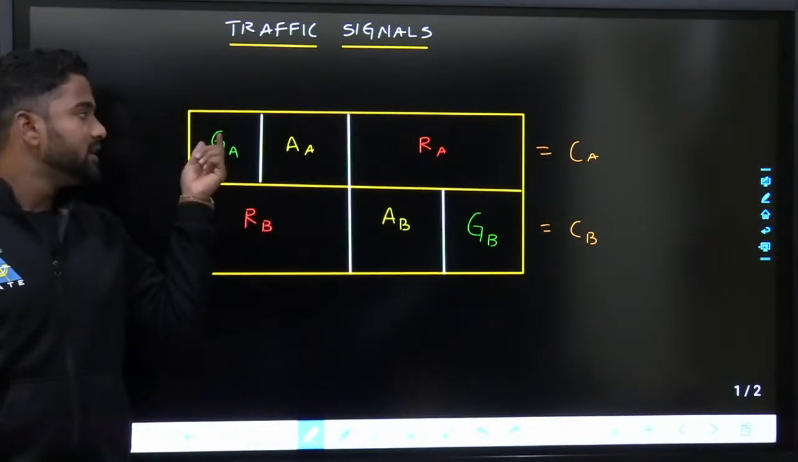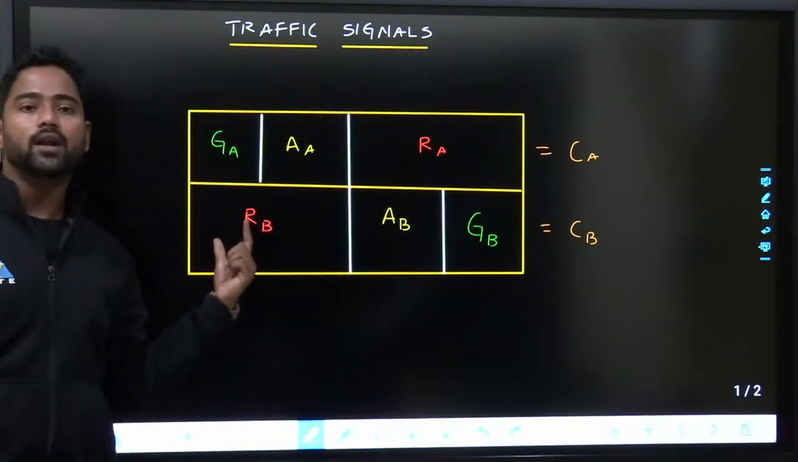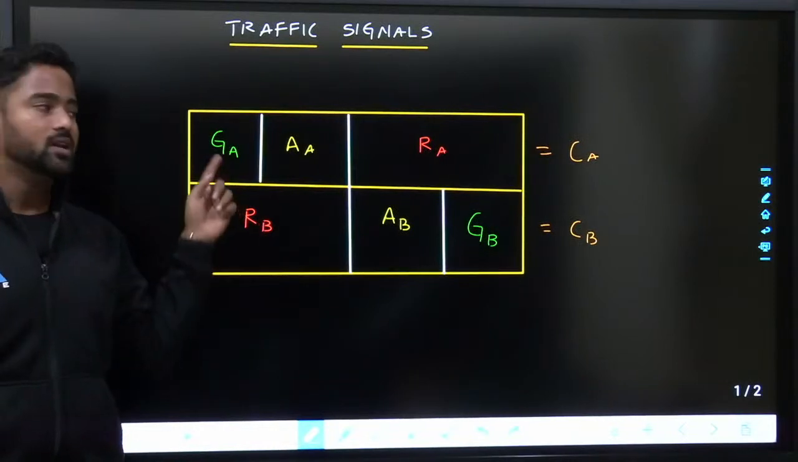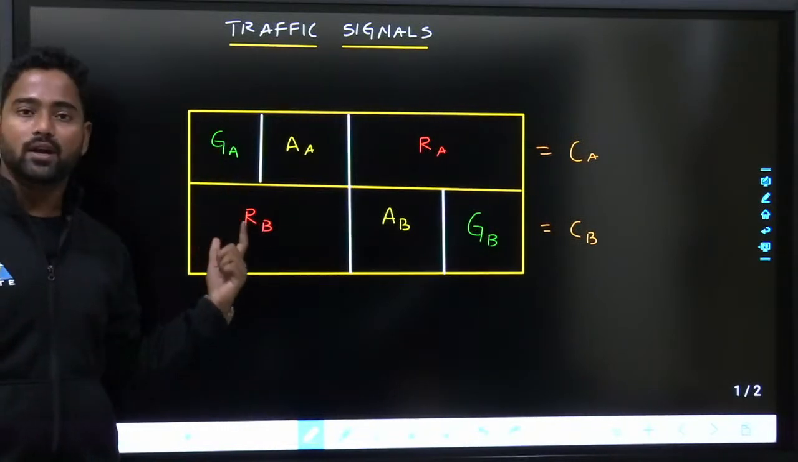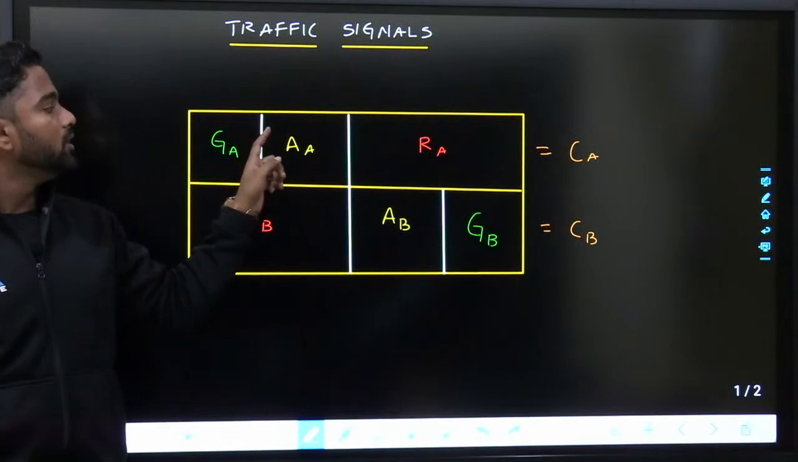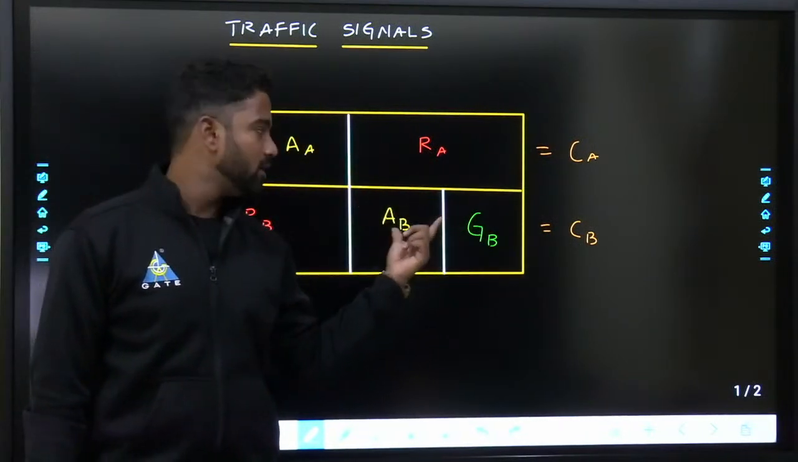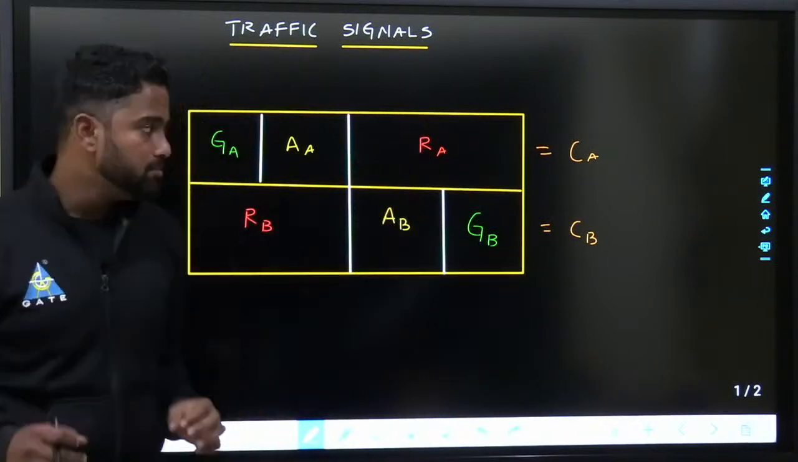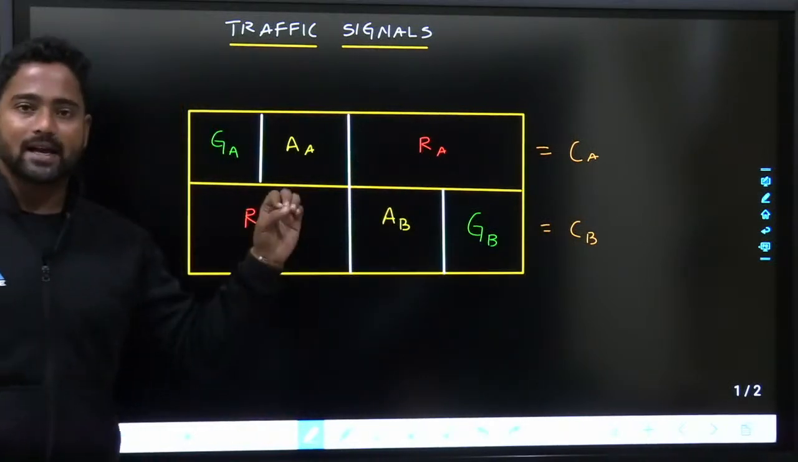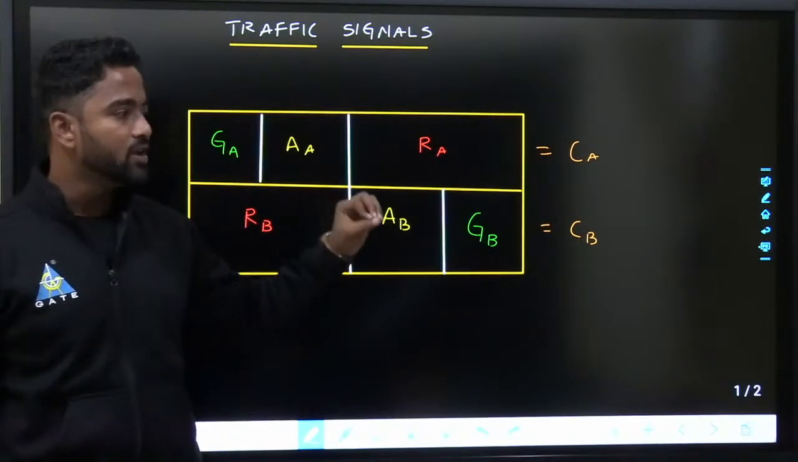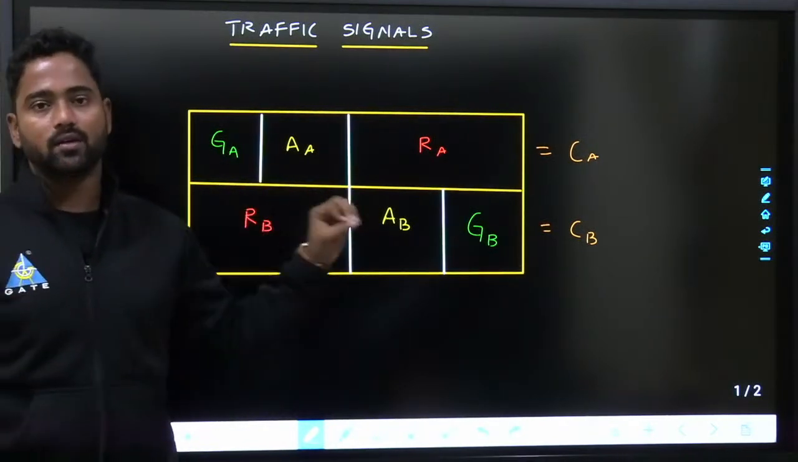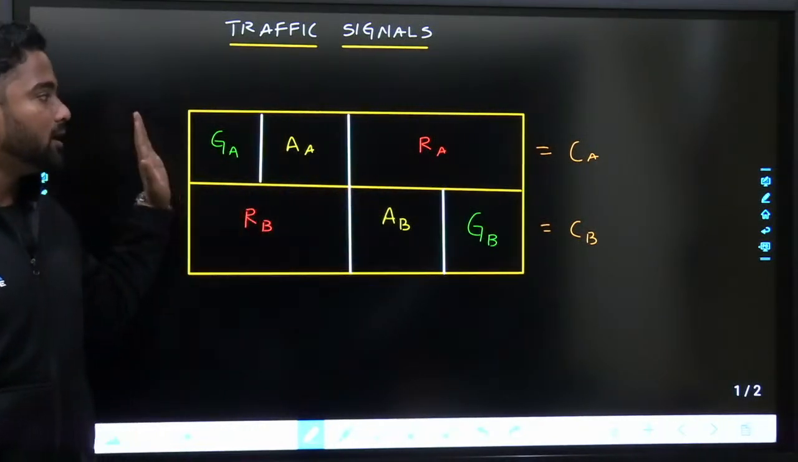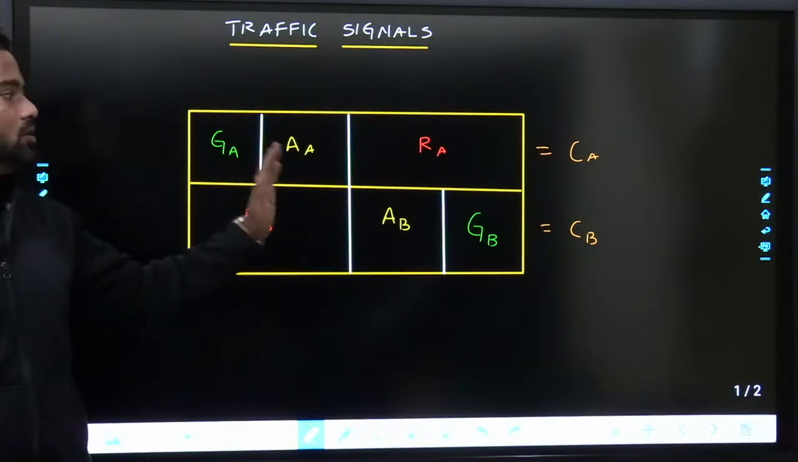Fine. When there is green in one direction, there will be red in the other direction. And when there is green plus amber in one direction, there will be red in the other direction. In simple words, I'll explain what exactly a phase is, what through traffic is, what turning traffic is, and all those things. But here I am saying all these things approximately, right?